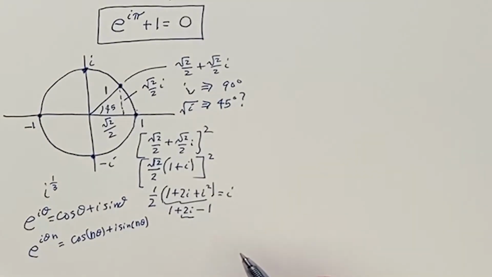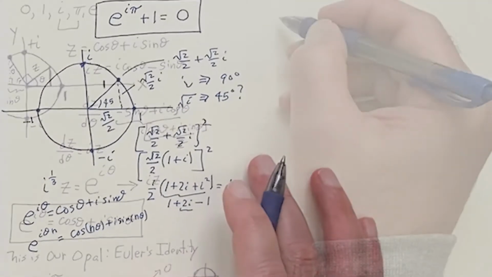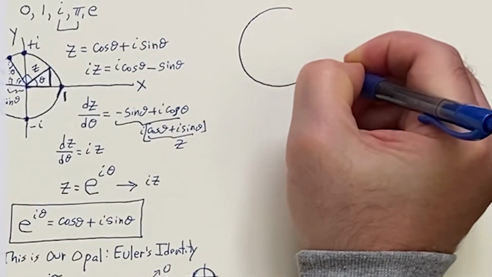Now I'd like to show you another derivation of this gem. Let's look at the circle again. Here's a circle.